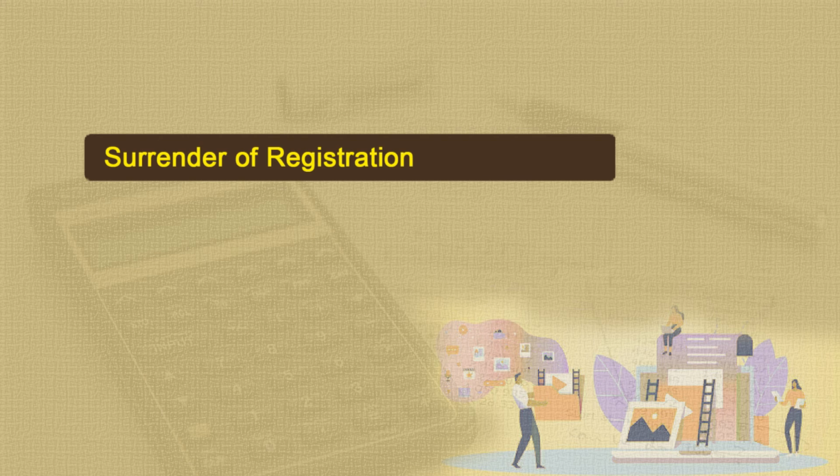Now, surrender of registration. The information utility may apply for surrender of registration, detailing the reasons therefor, details of pending and ongoing activities, and details of the exit management plan.